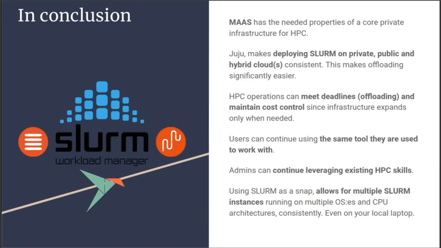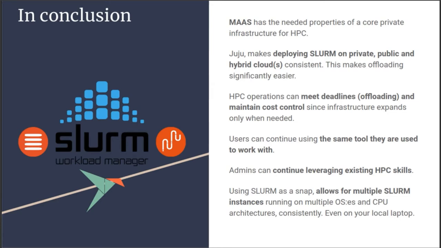Okay, so before I start showing you a small demo deploying SLURM into multiple clouds, I want to take the time to sum up a bit of this session. First, MAAS. Yes, MAAS has the needed properties that you need for a core private infrastructure for HPC. We use Juju to deploy onto those, and it could equally be used to deploy on private, public, and hybrid clouds. That addresses the offloading problem, so that you can meet deadlines while still maintaining your cost control.